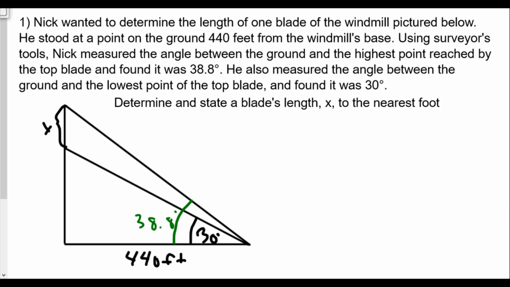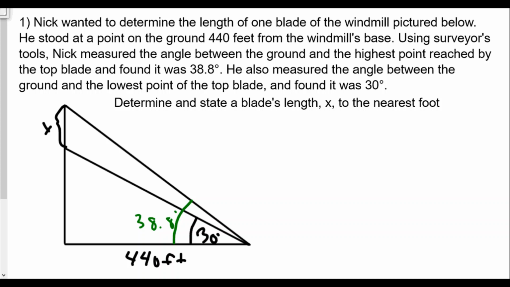So the first question goes: Nick wanted to determine the length of one blade of a windmill, picture below. Well, not really picture below. He stood at a point on the ground 440 feet from the windmill's base. Using surveyor's tools, Nick measured the angle between the ground and the highest point reached by a top blade and found it was 38.8 degrees. That's the angle of elevation. He also measured the angle between the ground and the lowest point of the top blade, found to be 30 degrees. Determine and state the blade's length x to the nearest foot.